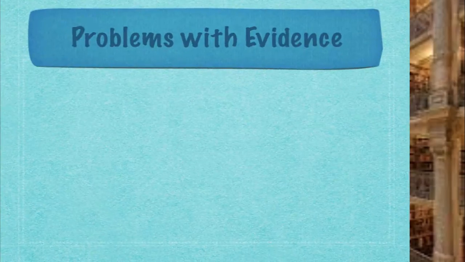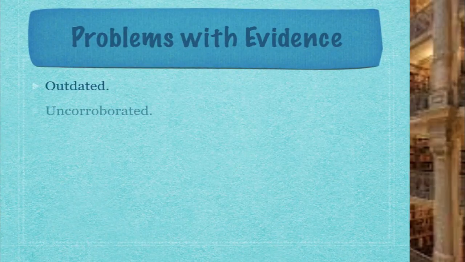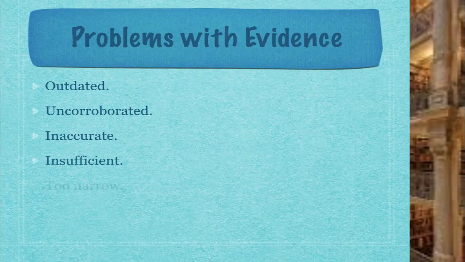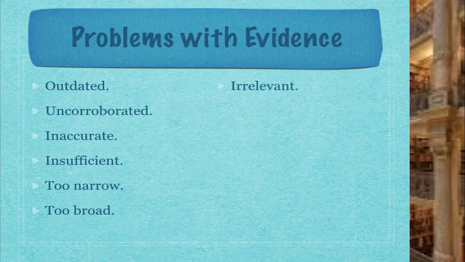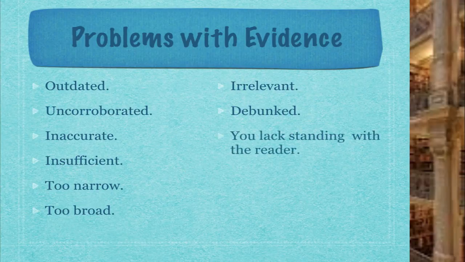But there are a lot of problems with evidence. It could be outdated, uncorroborated, inaccurate, insufficient, too narrow, too broad. It could be irrelevant. It could be easily debunked or has already been debunked in the past and you're using bad evidence. You lack standing with the reader. Now, this is a problem with you yourself, not the evidence, but the reader says, hey, you don't have the authority to bring this evidence, or they don't trust you to bring the evidence.